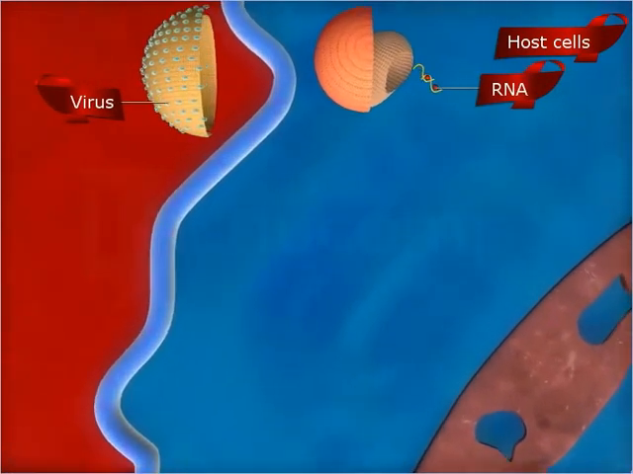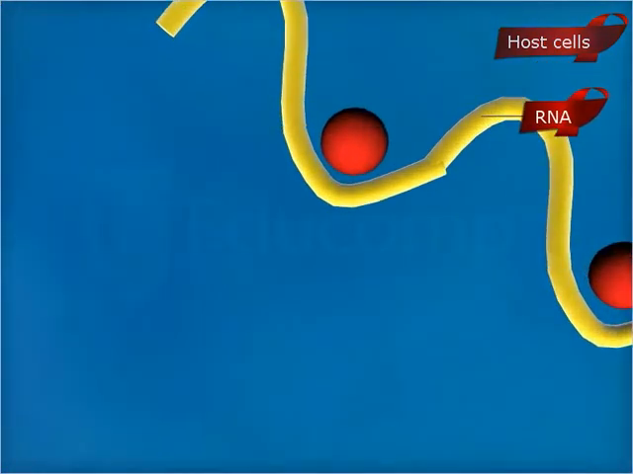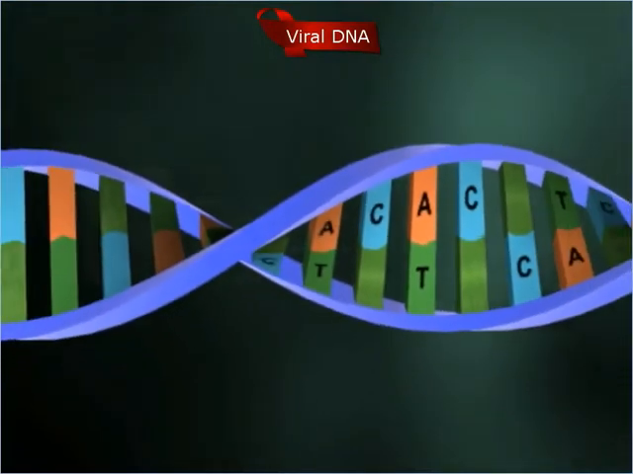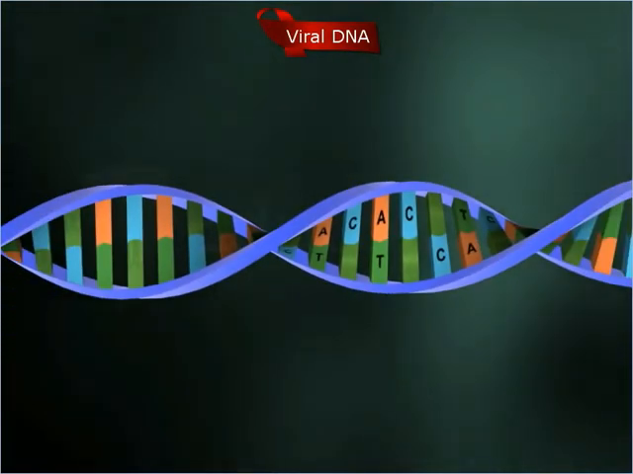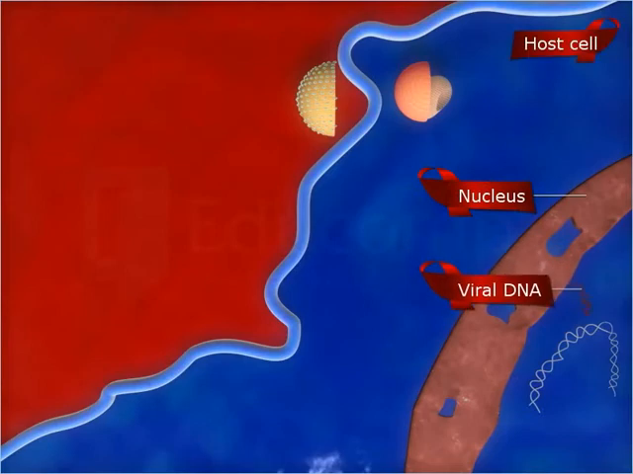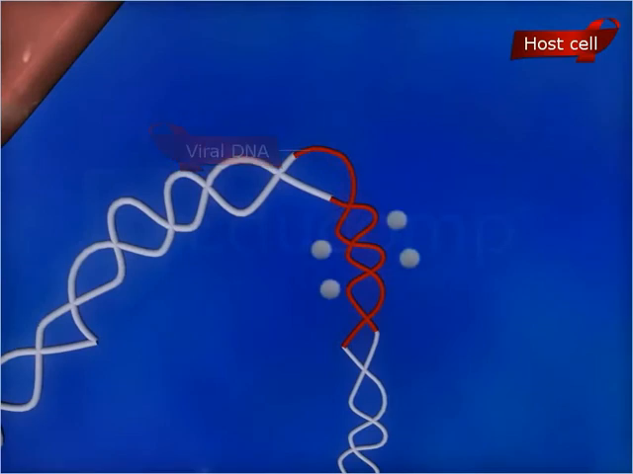In the host cell, the single strand of viral RNA is transcribed into a double-stranded viral DNA with the help of the enzyme reverse transcriptase. The double-stranded viral DNA then reaches the nucleus of the host cell and gets integrated into the host chromosome. This integration of the viral DNA into the DNA of the host cell is facilitated by the enzyme integrase.